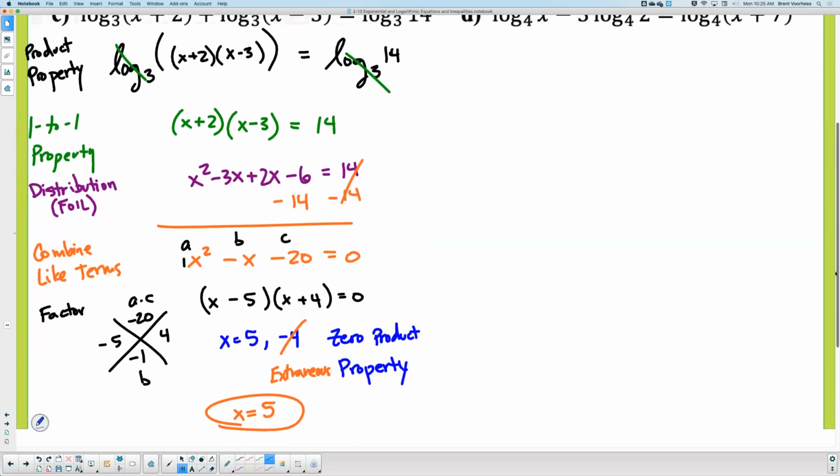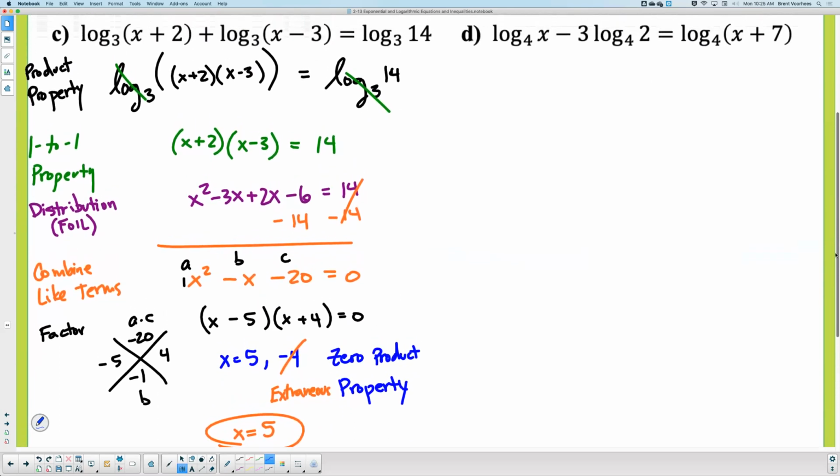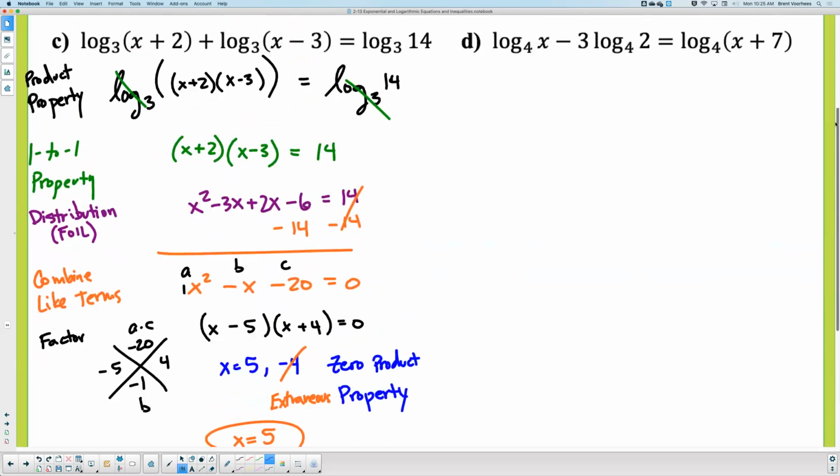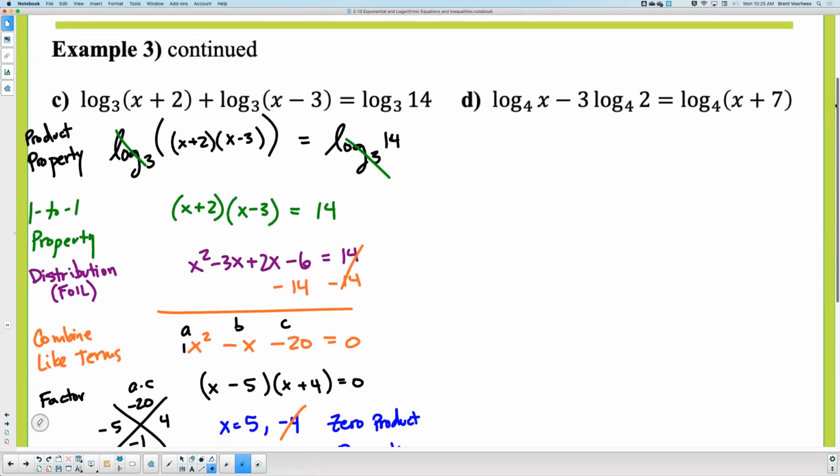It's outside the domain of possibilities. So that's why it doesn't work. If logarithms had a negative domain, then it could work, but it doesn't. So that's why it does not work. Go ahead. That'll be an easy one on the test.